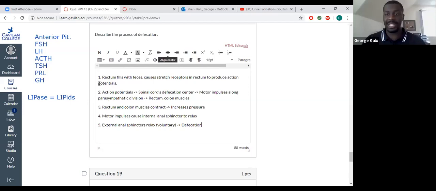Okay. So in order for defecation to occur, you first got to have the feces move from the sigmoid colon into the rectum. Once the rectum begins to stretch, it's going to activate some stretch receptors. Those are going to send impulses down to the defecation center inside the spinal cord. And then from there, we're going to have some motor impulses along the parasympathetic division going to the rectum and the colon muscles. That's going to cause the rectum and colon to contract and increase the pressure. And then we're also going to have some motor impulses going to the internal anal sphincter, and it's going to cause that sphincter to relax. And then the last thing that's going to happen is the external anal sphincter is going to relax when we're ready to actually poop. And then that's going to allow defecation to take place.